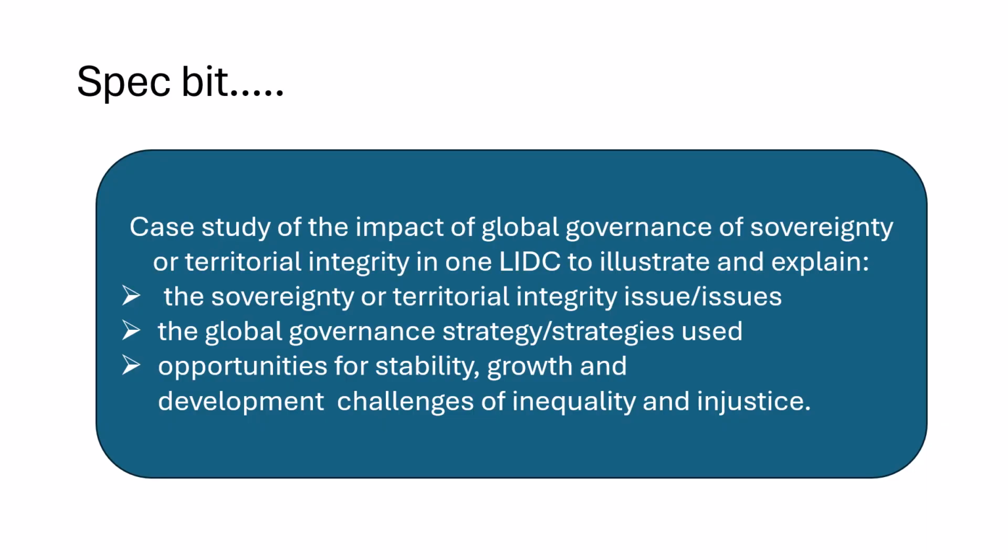So this is the case study we're going to be looking at. We're going to be thinking a little bit about the impact of global governance, particularly looking at the role in sovereignty or territorial integrity of this country. We want to identify the sovereignty issues and the territorial issues that this country has, the global governance strategies that have been used within Mali, and the opportunities there have been for stability, growth and development as a result of the inequalities and injustices that this country has faced.